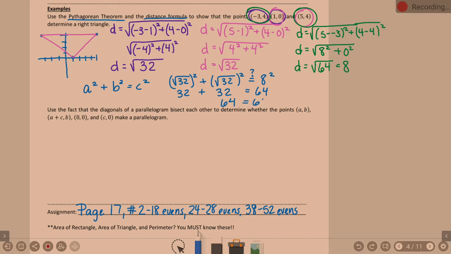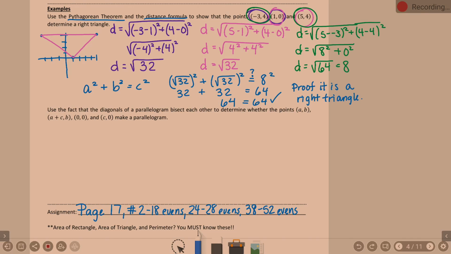What did we just show? It's a right triangle. 64 equals 64. It's a right triangle. So this right here is proof it is a right triangle. Okay? If that came up unequal, then either A, it's not a right triangle, or B, we made a mistake.